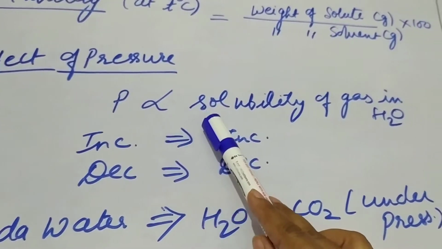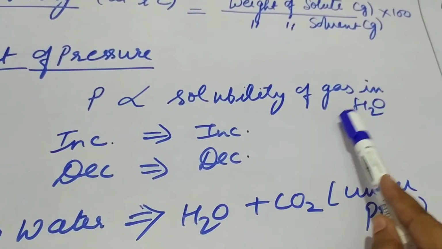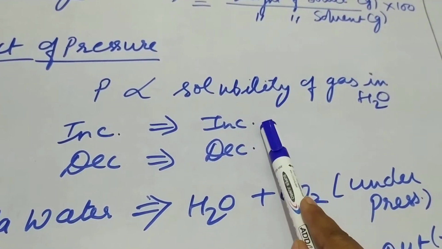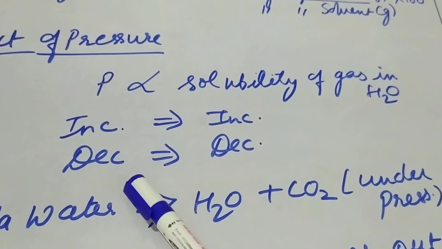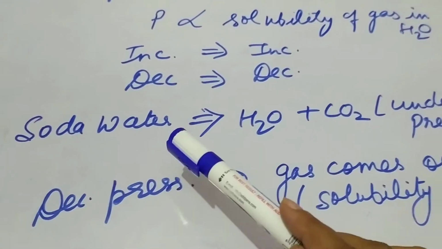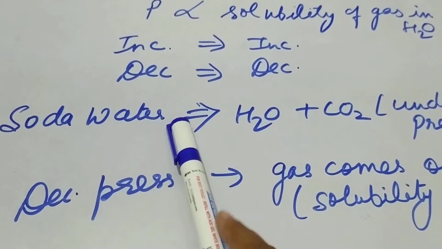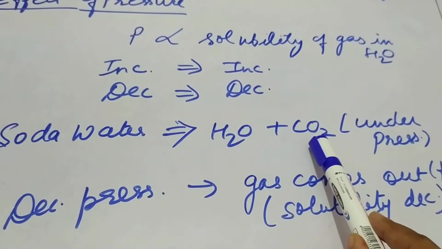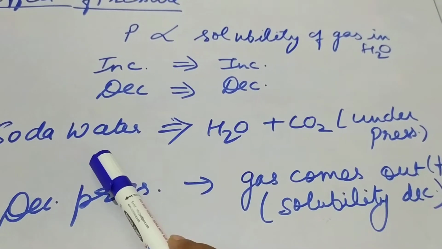Pressure is directly proportional to the solubility of gas in water. It means that if you increase pressure, the solubility of gas in water will increase, and if you decrease the pressure, then the solubility of gas in water will decrease. In daily life, you see soda water bottles. It is water plus carbon dioxide. Carbon dioxide is dissolved in water, that is called soda water.